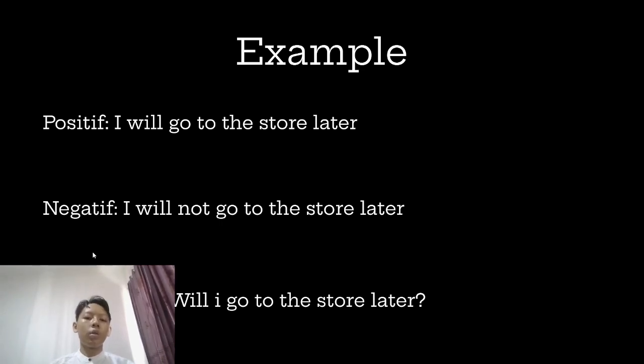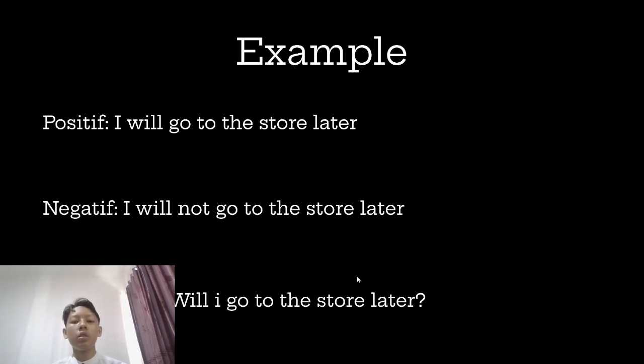Okay, so the last is interrogative. The first is will, and the second is the subject that is I, and verb one go, and the last is complement, to the store later. So the sentence will be, will I go to the store later?